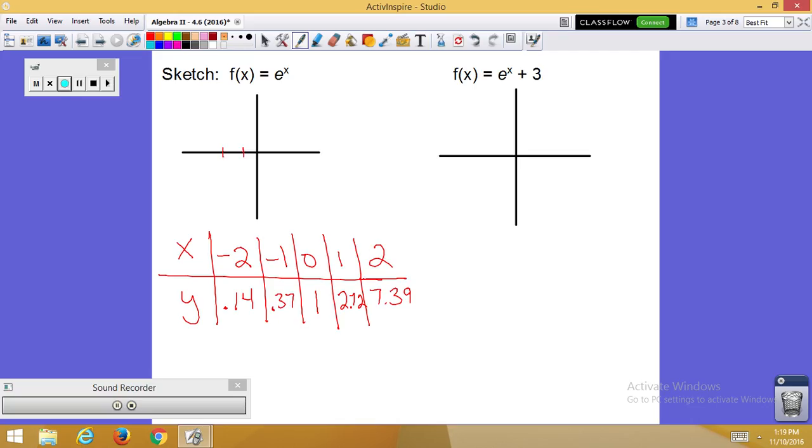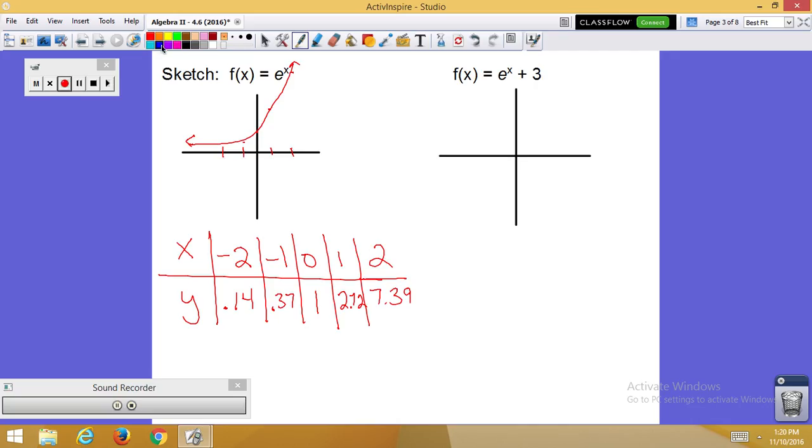If I graph those data values, 0.14, 0.37, 1, 2.7, and 7, I do get that exponential curve. It's an exponential growth function. Its domain is all real, and its range would be y is greater than 0.